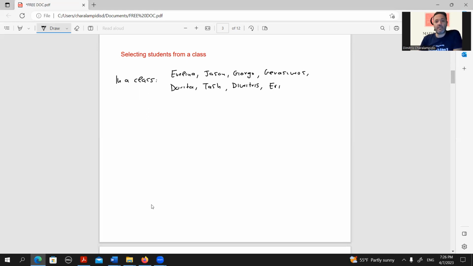If we randomly select one student, then the universal set would be any of these students, of these persons in the class. So the universal set would include simply all the students in the class. So it could be Evelina, it could be Jason, George, Gerasimo, Dorita, Taz, Dimitris, and Eri. In this case, the cardinality of this universal set would be 8. We would have a total of 8 selections. And that would be all.